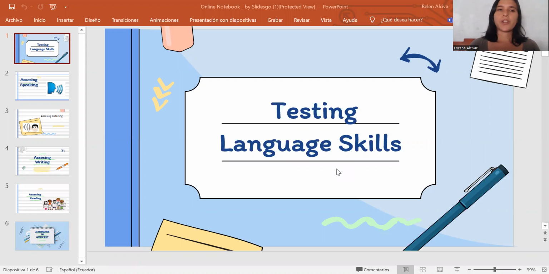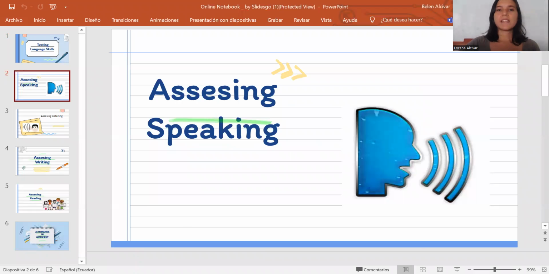Now I'm going to talk about testing language skills. Okay, assessing the skill: assessing speaking. Two methods are used for assessing speaking skills.